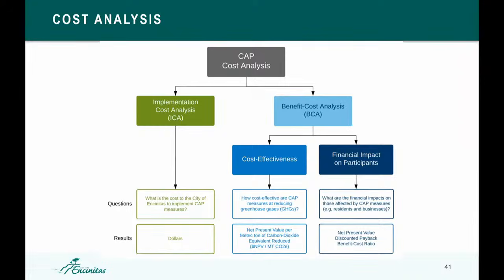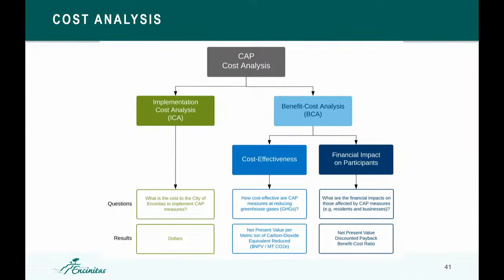This slide presents the overall framework we used to conduct this analysis. The cost analysis has 2 parts. First part is an implementation cost analysis. This asks the question, what is the cost to the city of Encinitas to implement CAP measures? Results are presented in dollars.